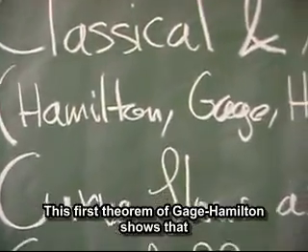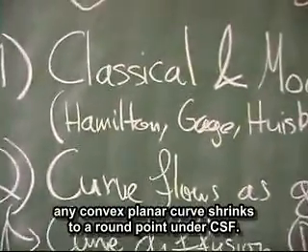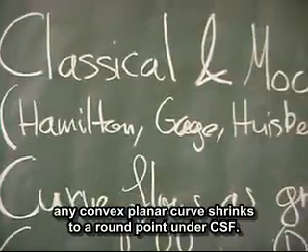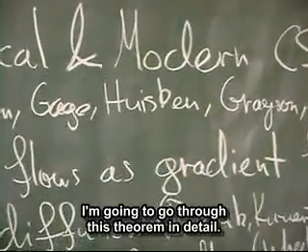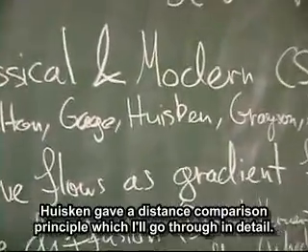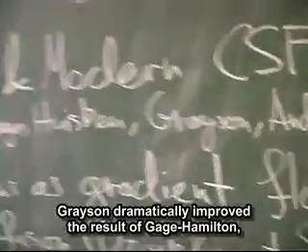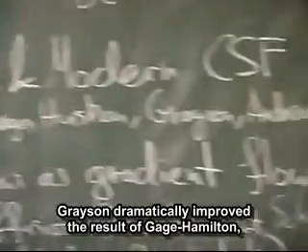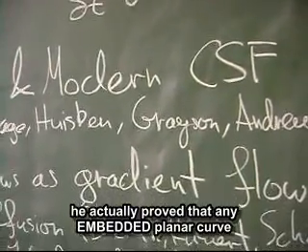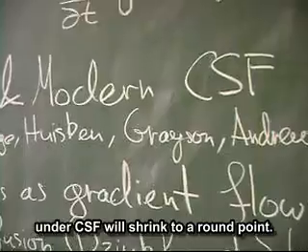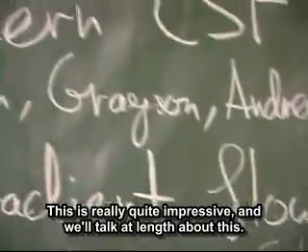So this first theorem of Hamilton and Gage shows that any convex planar curve shrinks to a round point under curve shortening flow. I'm going to go through this theorem in detail. Huisken gave a distance comparison principle for the evolving curves, which I'll go through in detail. And then Grayson dramatically improved the result of Gage and Hamilton. He actually proved that any embedded planar curve under curve shortening flow will shrink to a round point. This is really quite impressive, and we'll talk at length about this.